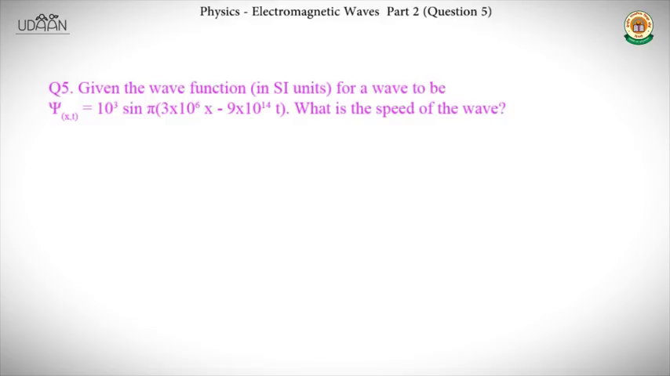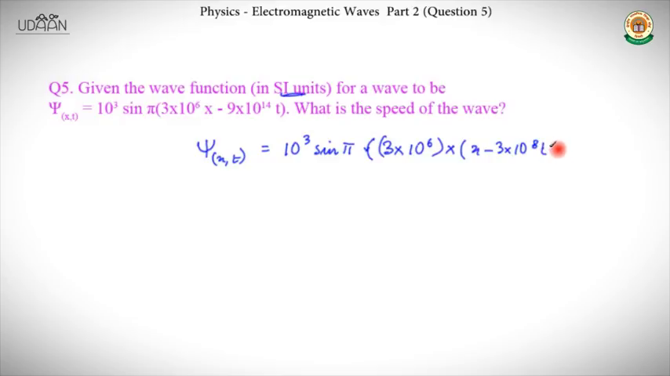Here we have been given the wave function in SI units. This SI units thing is very important, because otherwise you would not know what the units are, and you cannot come up with a final answer. So here we just write this equation of the wave equals 10 raised to the power 3 sine pi, and we bring out this 3 into 10 raised to the power 6. Like we have this 3 into 10 raised to the power 6. This is multiplied by x minus 3 into 10 raised to the power 8 t.